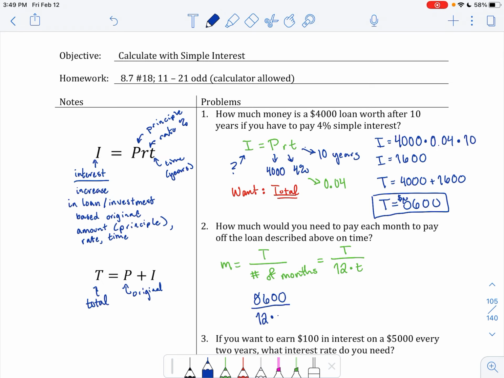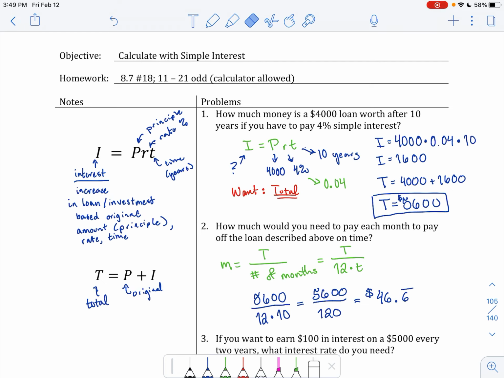12 times 10 is the number of months. So what this tells us is that we're dividing the $5,600 total over the 120 months that are going to occur during that time. Now, if you type this into your calculator, you're going to get 46.6 repeating.